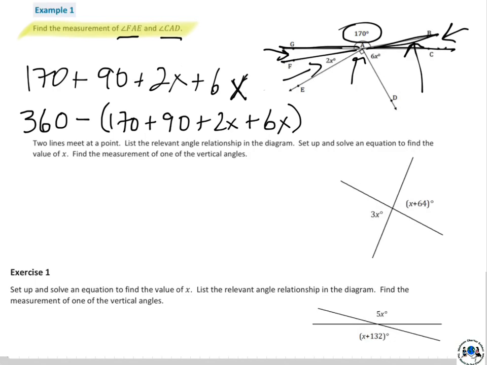Two lines meet at a point. Okay, now they're getting back into relative angle relationships. This is pretty much the same old, same old. Set up and solve an equation to find the value of x, and then find the measurement of one of the vertical angles. This sounds an awful lot like, or is exactly like, some of the problems we did from last lesson, lesson 3. So go ahead and give that a whirl. If you remember, flip back to give your memory a little nudge, and come on back and we'll look at it together.